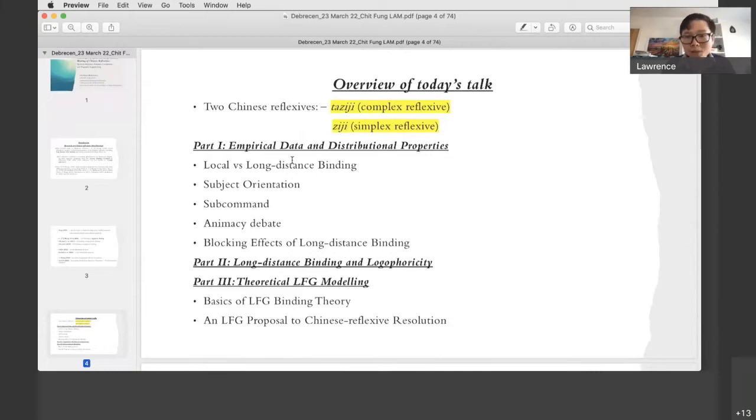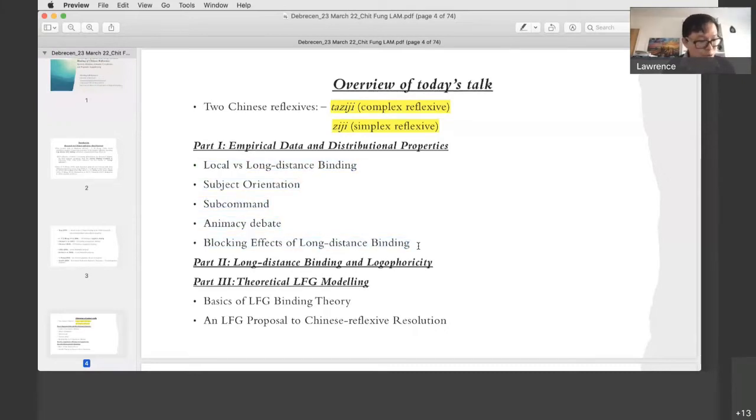In the first part of my talk, I'll discuss the empirical data and all the distributional properties. In the second part, I will talk about long-distance binding and how it relates to something called logophoricity. My focus today is mainly on part 1, especially, because no matter what theoretical framework we choose, at the end we still need to explain all these empirical facts.